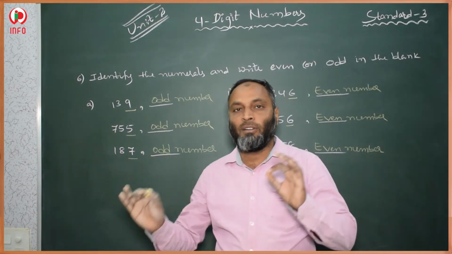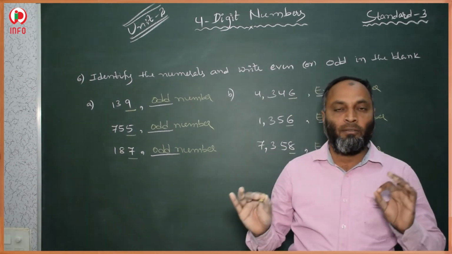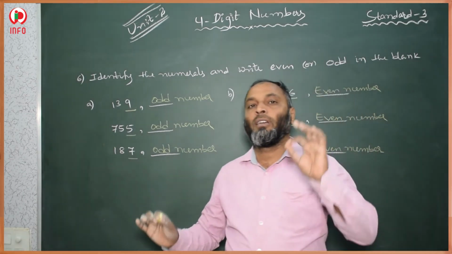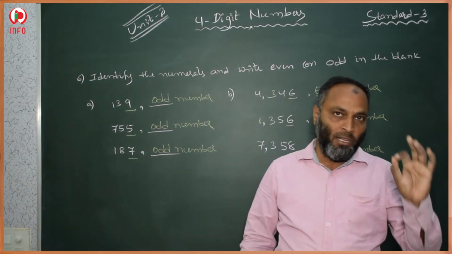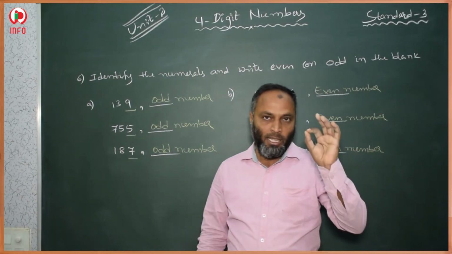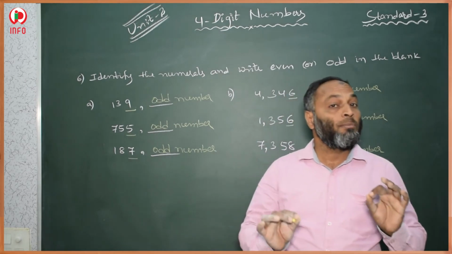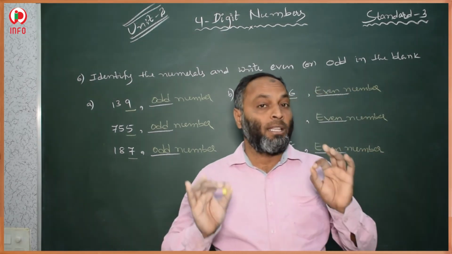Whatever the question, whatever number is given and it asks even or odd, first we have to check the unit place, the ones place. What is there in the ones place? If an even number is in the ones place, then the number is even. If an odd number is in the ones place, then the number is odd.